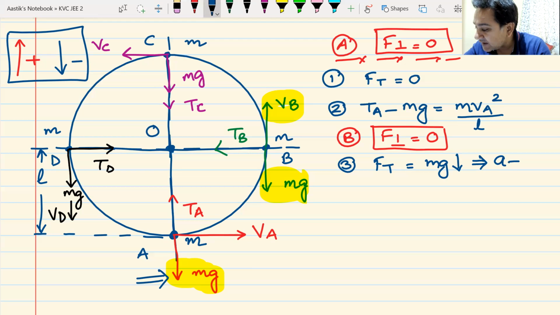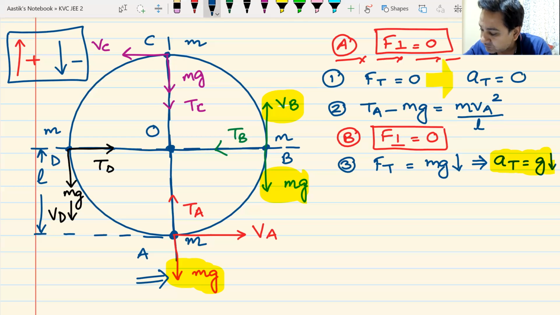How much is the tangential acceleration at point B from the equation? And the answer is, it is g in the downward direction. Do we understand this? Yes, sir. In the first case, if I would have asked you what is the tangential acceleration at point A, your answer would be simply, it is equal to 0. So far, so good. We are doing absolutely fine.